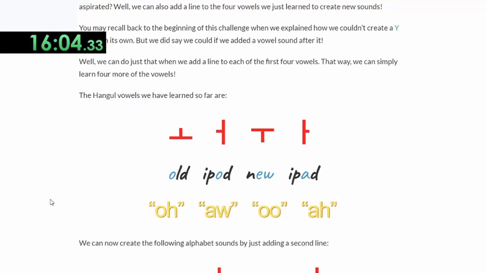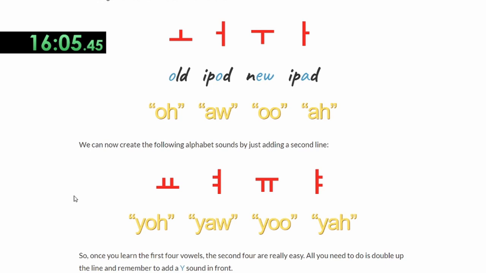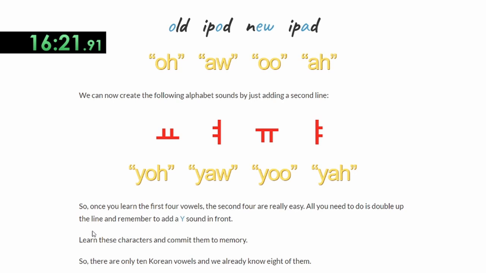We can now create the following alphabet sounds just by adding a second line. Yo, ya, yu, and yeo. So, once you learn the first four vowels, the second four are really easy. All you need to do is double up the line and remember to add a Y sound in front. Learn these characters and commit them to memory. You can't see this, obviously, but I'm taking my finger and pointing around in the air.